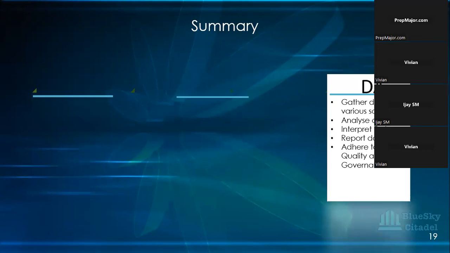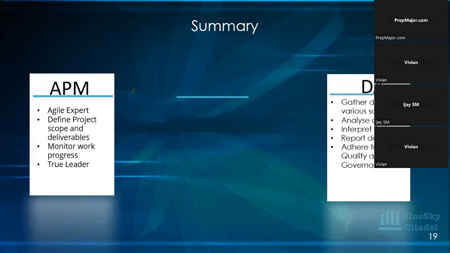So the DAs, they gather data from various sources, analyze data, interpret data, report data, they adhere to the quality governance of data as well. Agile project managers are knowledgeable about Agile practices. They are able to embed the mindset as well within their team. They define the project scope and deliverables. They monitor the work progress as well.